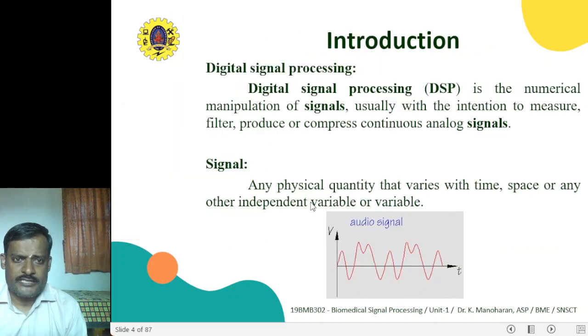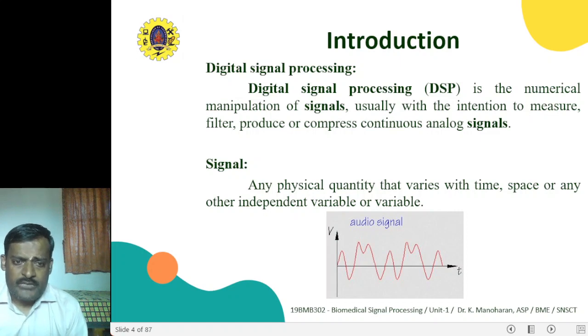So first, DSP. What is DSP? Digital Signal Processing. Digital signal processing is a numerical manipulation of a signal, usually with an intention to measure, filter, produce or compress the continuous analog signal. If you take biomedical signal processing, the same signal will come from a biomedical background. It may be ECG, EEG or any other signals. Then it will be called biomedical signal processing. Performing some operation on the biomedical signal is called biomedical signal processing.